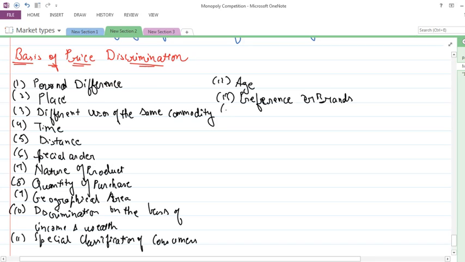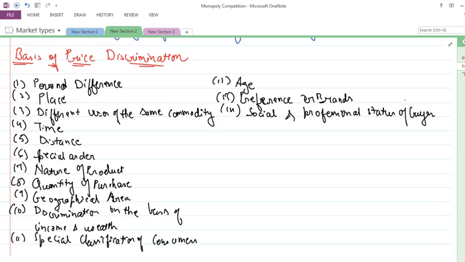Then the 14th basis for price discrimination is social and professional status of the buyer. A seller may charge a higher price for those customers who occupy a higher position and have a high social status as compared to a common man who approaches to buy that particular product. So here, the richer the person is, the more money can be charged from him.